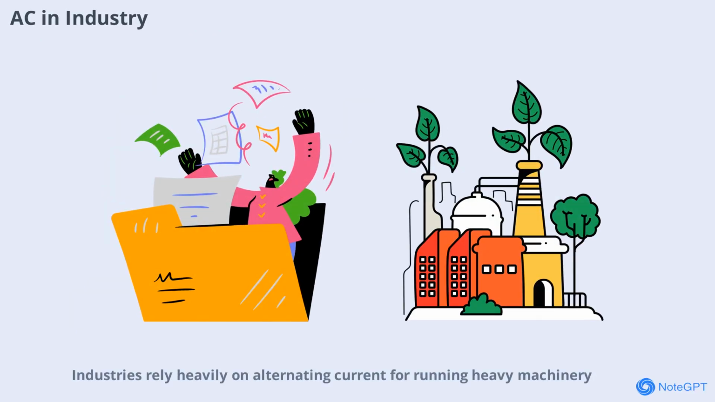Industries rely heavily on alternating current for running heavy machinery, lighting, and other operations. AC motors are widely used because they are robust, efficient, and easy to control. Three-phase AC systems provide the constant power needed for industrial processes. Understanding the role of AC in industry highlights its importance in economic development and technological progress.